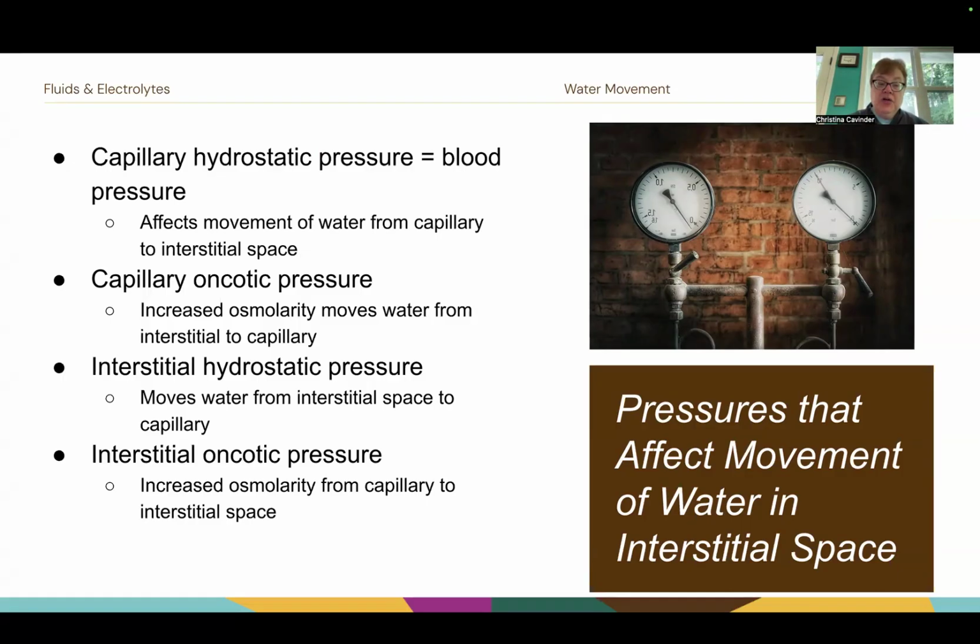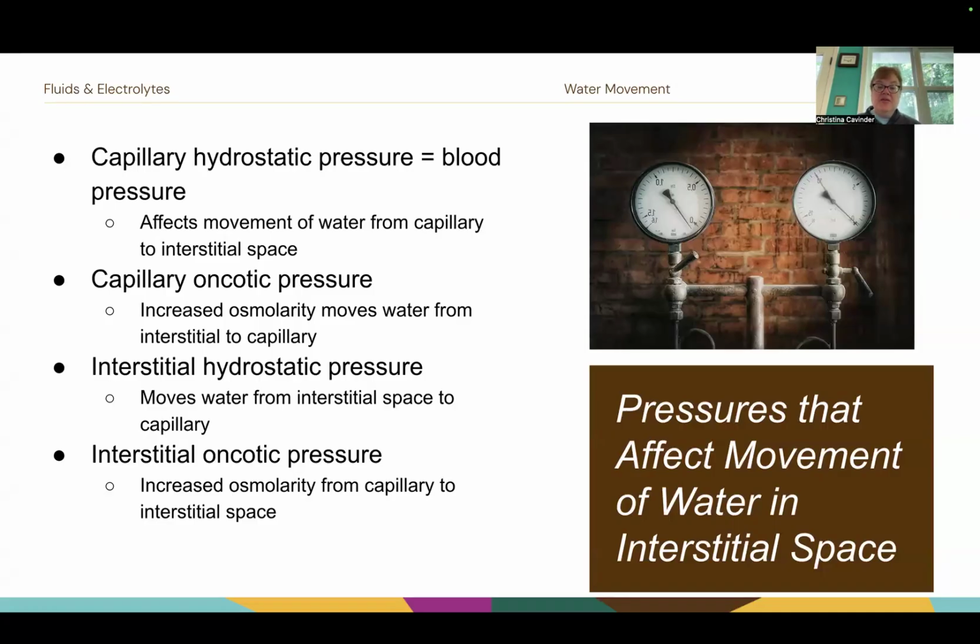Capillary oncotic pressure: the increased osmolarity moves water from the interstitial to the capillary. So if we have a lot of fluid out in our body, it can be pushed back into the vascular system by the capillary oncotic pressure. Interstitial hydrostatic pressure: this moves water from the interstitial space to the capillary as well. Hydrostatic pressure is when you are the movement of the hydrogen ion. Interstitial oncotic pressure: this is increased osmolarity from the capillary to the interstitial.